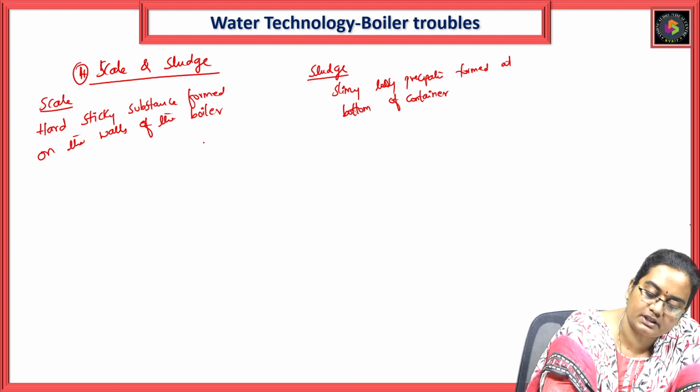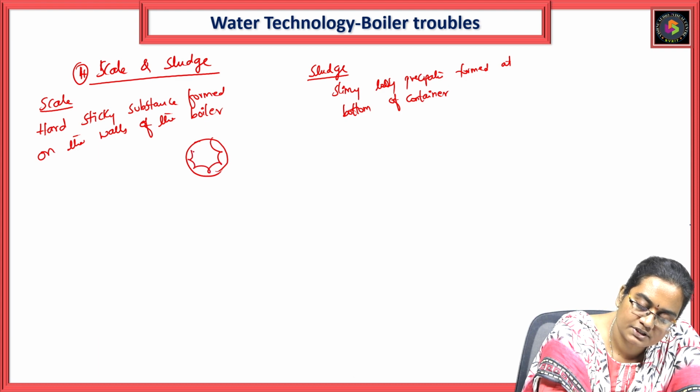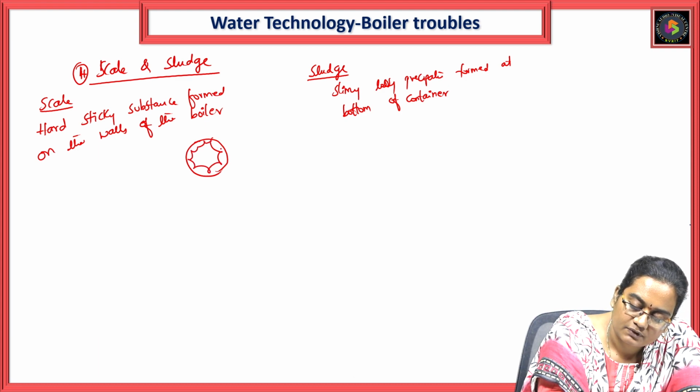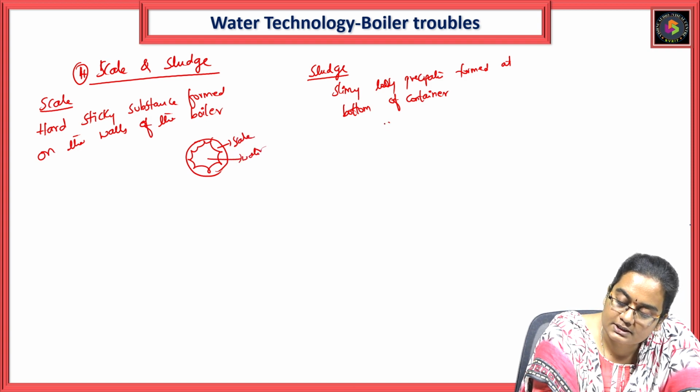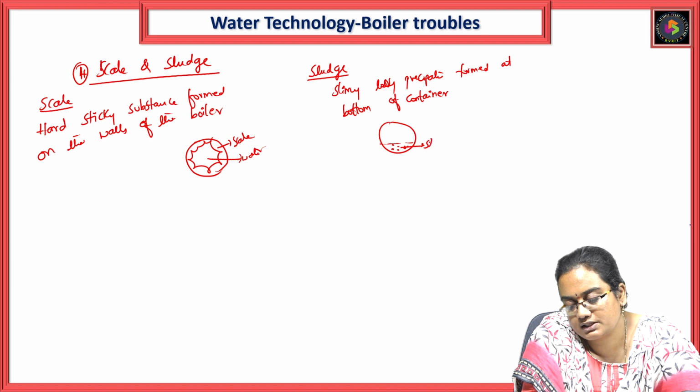If you observe the figure, scale is formed on the walls of the boiler. This is your scale, and this is your water. And coming to the sludge, it is formed at the bottom of the container. This is your sludge.